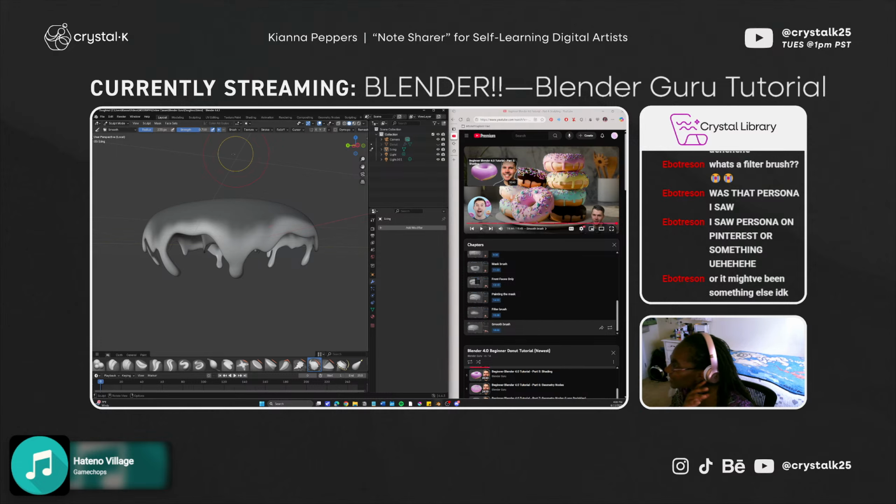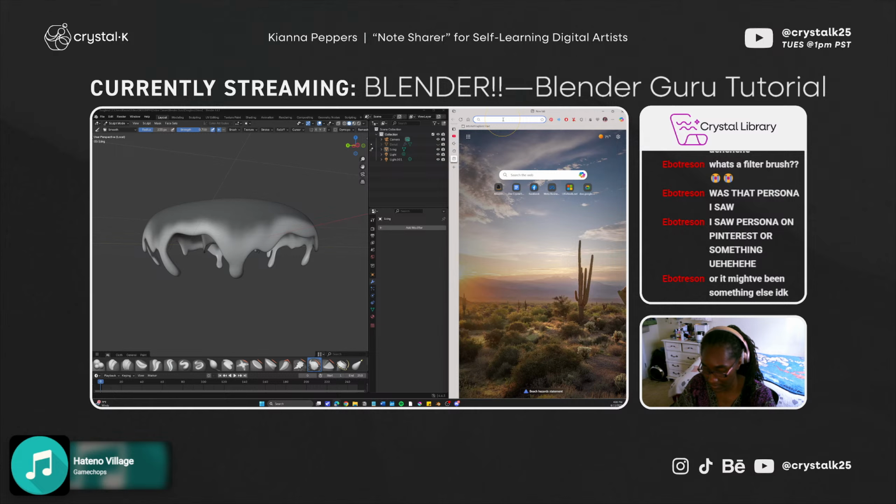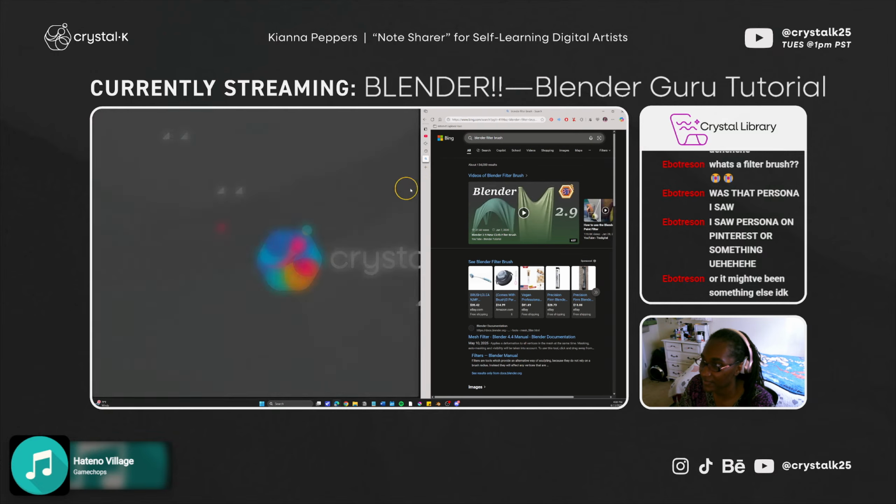Okay. So what the heck? What the heck? There's a filter brush. I want to learn how to get it. Google help. Blender filter brush. I wonder how many people search this up.